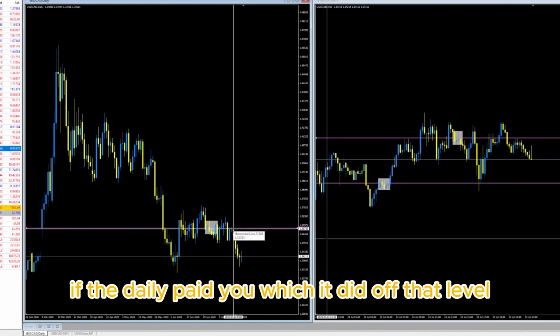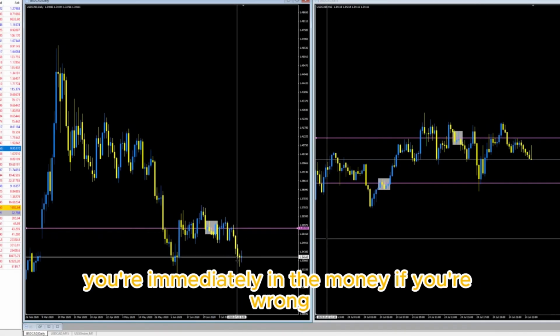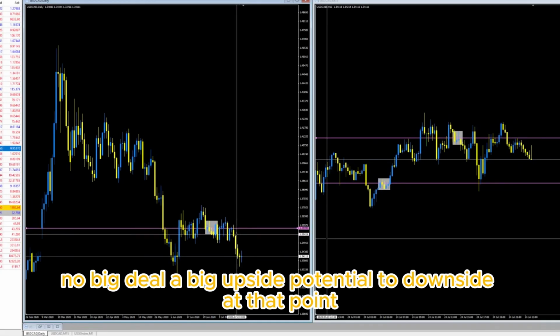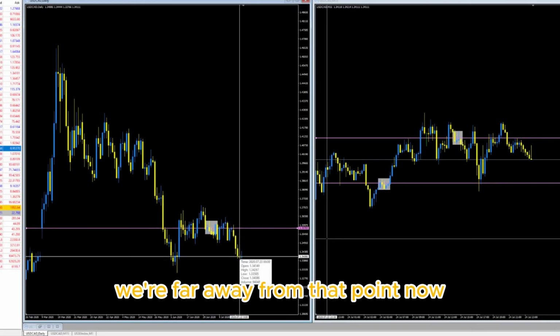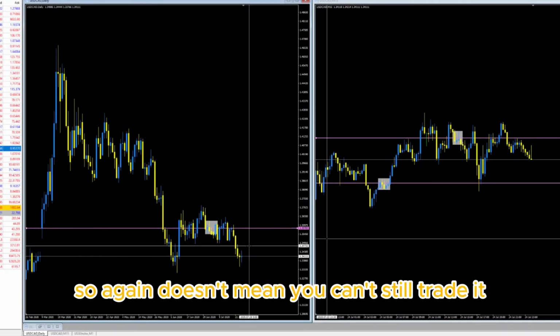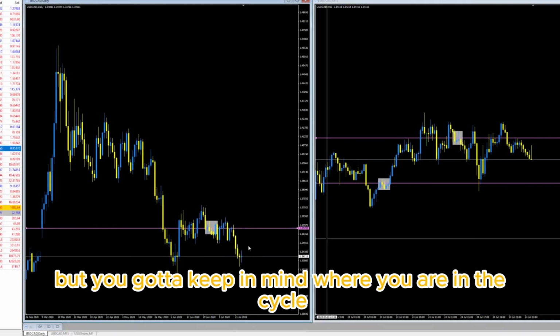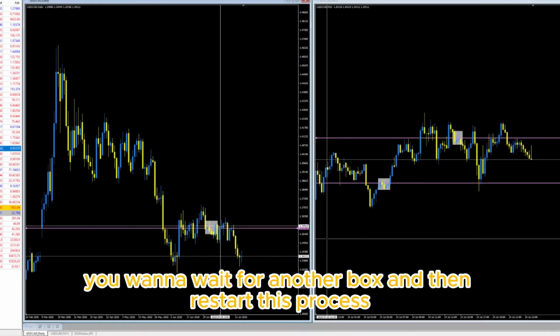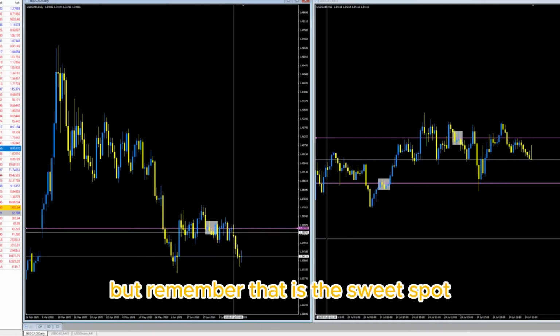If the daily paid you, which it did off that level, you're immediately in the money. If you're wrong, well then you get stopped out right above it. No big deal. Big upside potential to downside at that point. We're far away from that point now. So again, doesn't mean you can't still trade it, but you gotta keep in mind where you are in the cycle. Eventually all trends come to a stop, and at that point you'll want to wait for another box and then restart this process. But remember, that is the sweet spot.